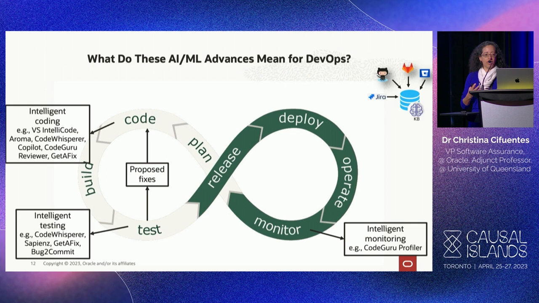So what does this mean for DevOps, right? If I take all of those examples that I've shown you from a variety of different types of companies, you can map them into a standard DevOps model, and you can start seeing that we can group a lot of the first examples that I talked about, which relate purely to code, into what I would call intelligent coding, right? You have your IntelliCode, Aroma, CodeWhisperer, Copilot, CodeGuru Reviewer, GetAFix. It's helping your developer be more intelligent, right?